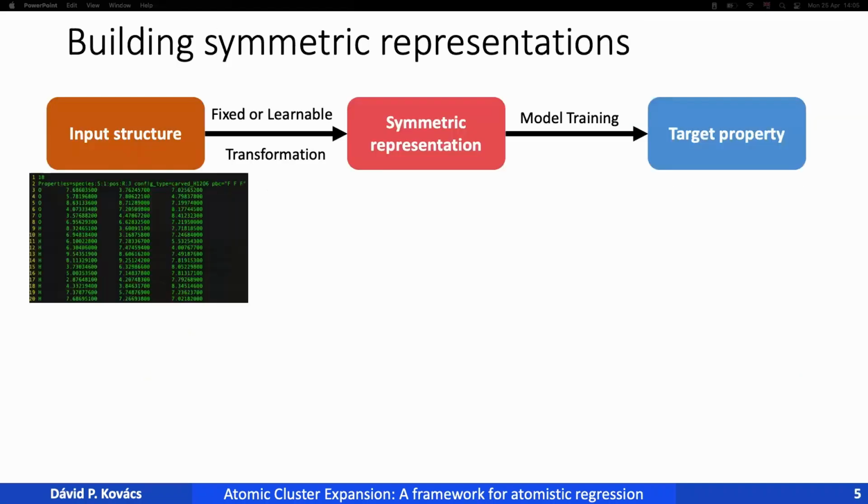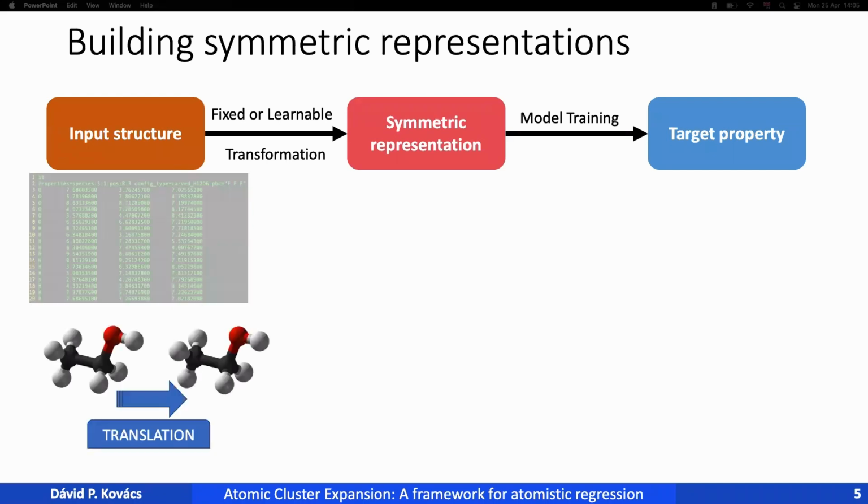So how do we go about building symmetric representations? That's what my talk will really be about. We start with an input structure in a non-symmetric form. Then we transform it into a symmetric form, a set of numbers that now obey the symmetries. Basically, if you rotate them, they either rotate with the structure, or, if it's an invariant, they do not change. Then we can do a downstream task of fitting a model, and that can be a linear model, or a neural network, or a kernel model, and then we get some target property out.